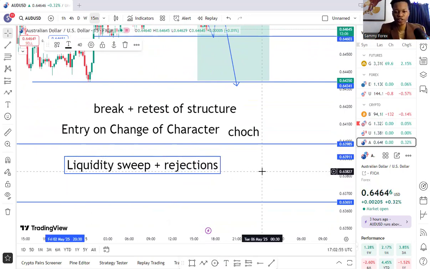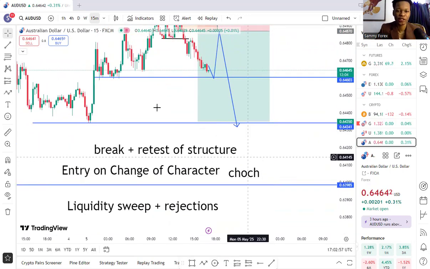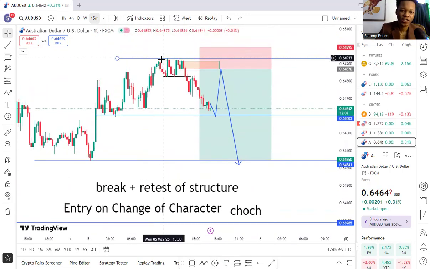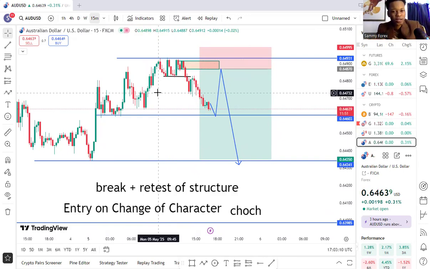Plus your rejections. You notice a particular zone where price has been rejecting. Like here, you notice there are rejections here. Boom, rejection. Up to like three rejections here, telling you that price is not actually heading back up. Price is continuously rejecting. So this is when you can discover that price is no longer going up.